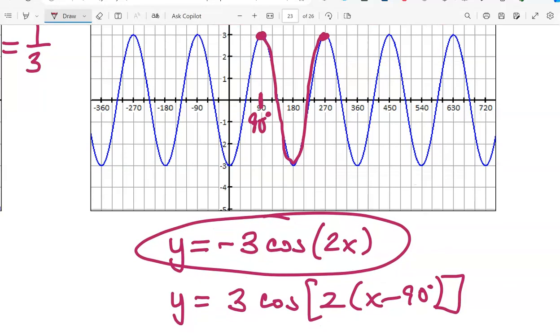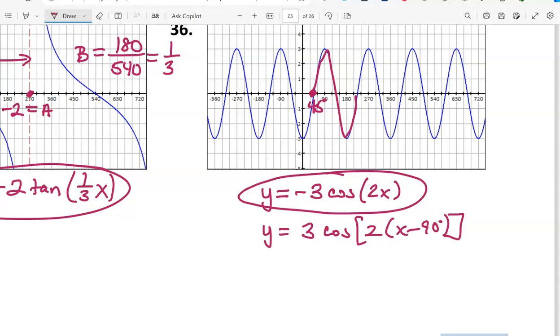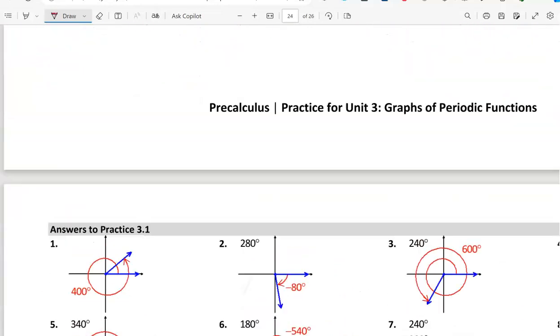We could also write it as a sine, and if we write it as a sine, then we might be starting in the middle right here, and that would be at a 45-degree phase shift, and then using a cycle of sine, and that would be a right side up sine function. So our phase shift will change, our amplitude will not. So y is equal to 3 times the sine of 2 times x minus 45 degrees. So we have a lot of different possibilities here. And that is it.